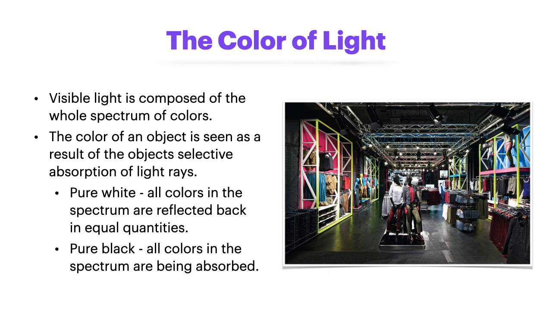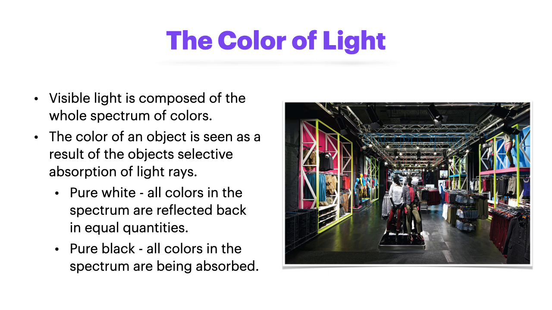Visible light is composed of the whole spectrum of colors. On a hot summer day, we have all seen a rainbow of colors emitting from the water in a pool as the sun beams into the water. This rainbow is a spectrum that is broken up into different colors. The color of an object is seen as a result of the object's selective absorption of light rays, meaning if an object is red, all other wavelengths of light are absorbed with the exception of red.